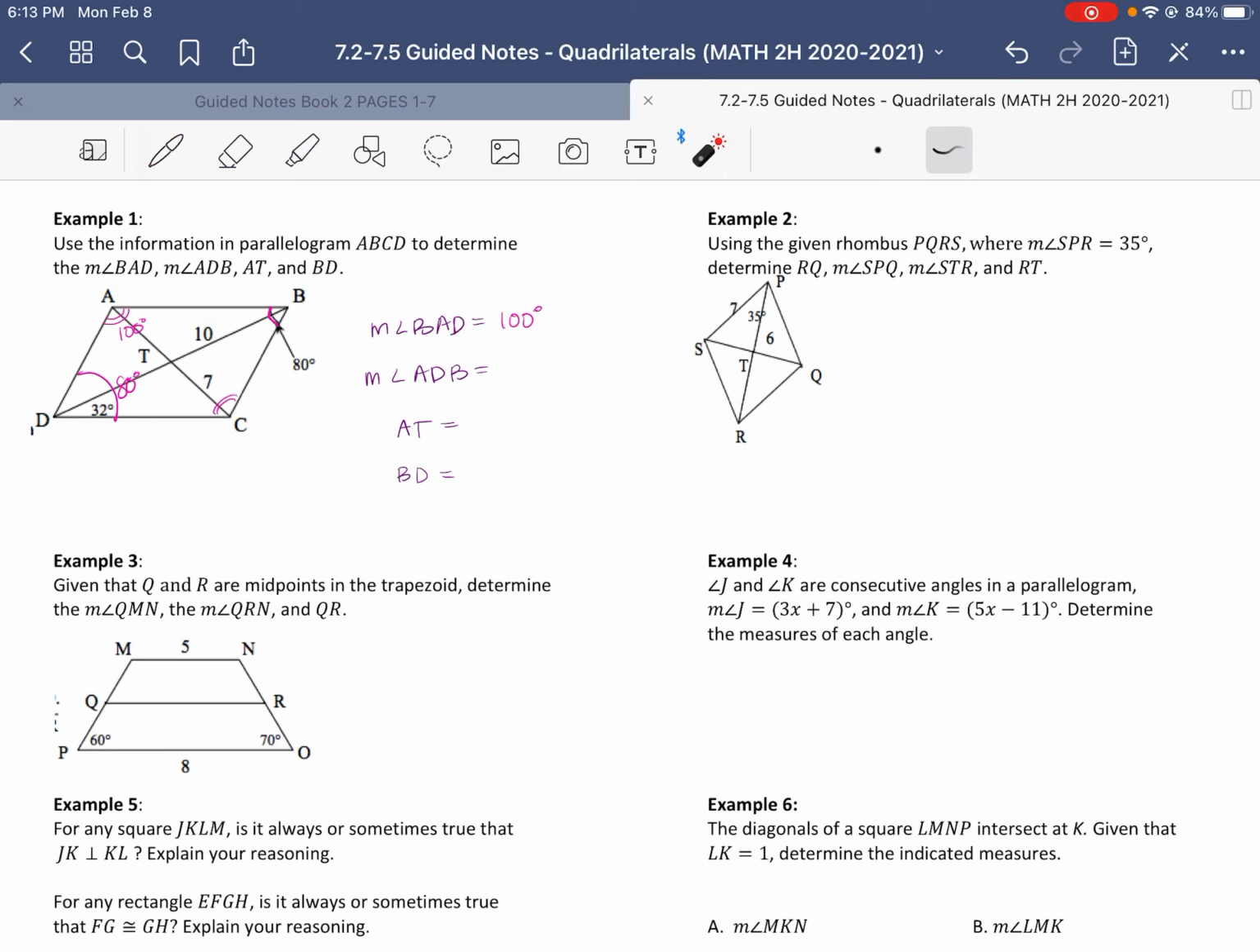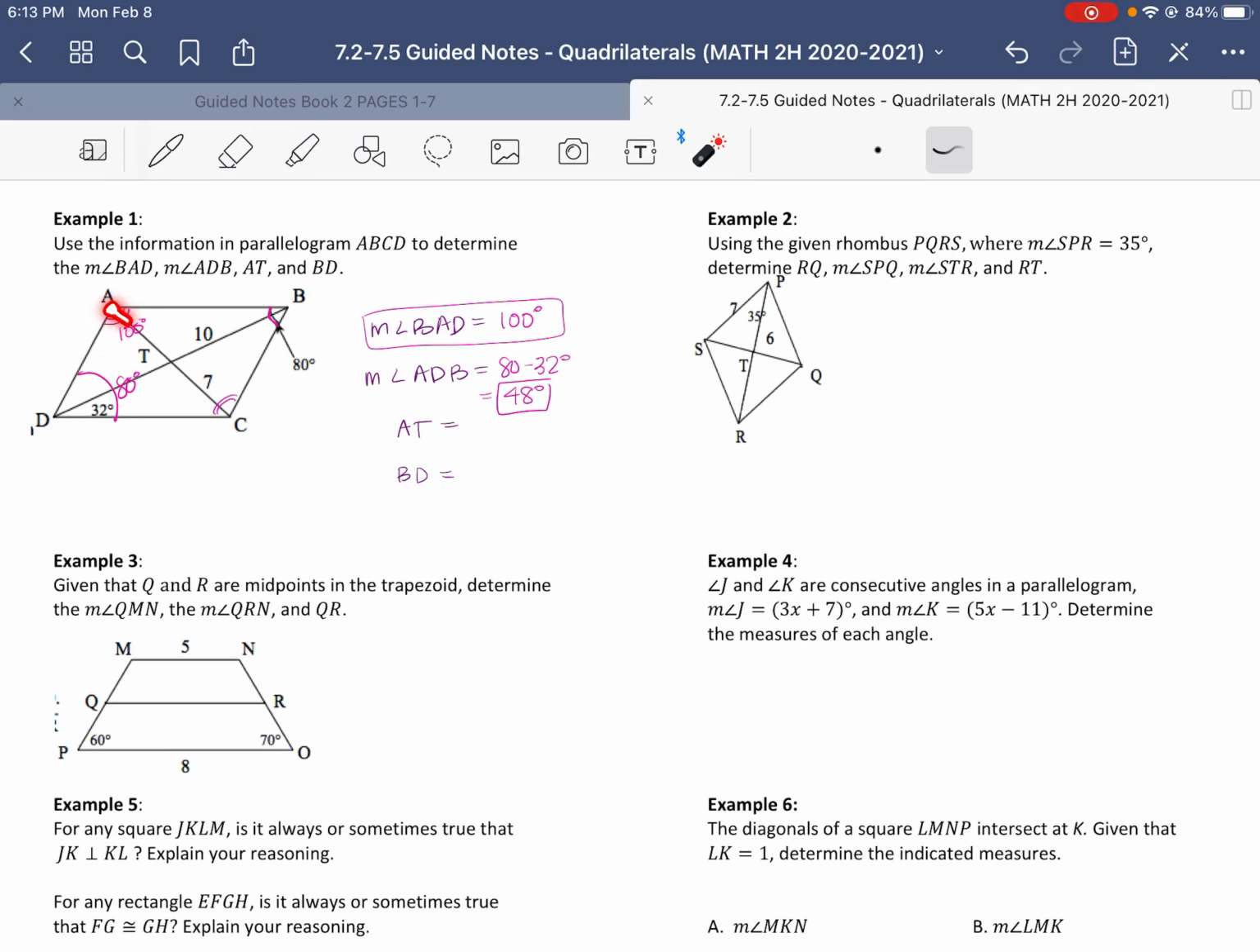The next one, the measure of angle ADB, so A to D to B. Now again, if we know this whole thing is 80 degrees, a piece of it is 32 degrees, then we can just take 80 degrees, subtract out the 32 degrees to figure out that ADB, which is just a part of that angle, would be equal to 48 degrees.